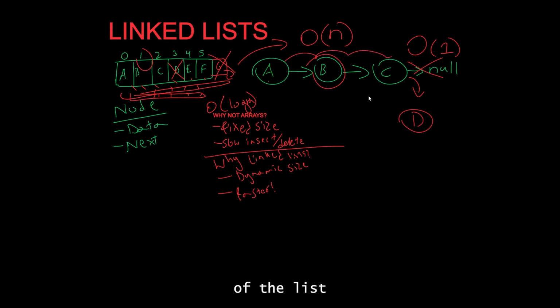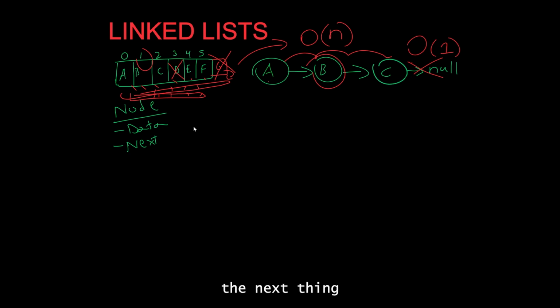So if B was at the end of the list right now and we started at the front, that would be O of n, which is slow. The next thing I want to talk about is that there's three types of linked lists. There's the singular linked list, the double linked list, and the circular linked list. And now obviously you could have more if you just made more, but these are the main ones.